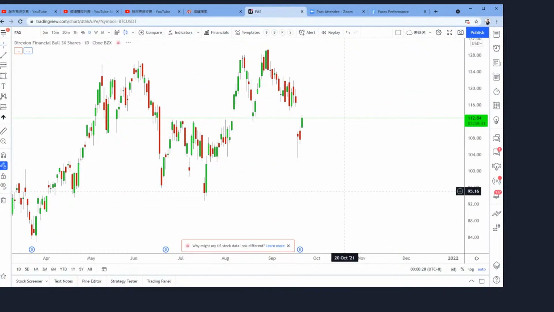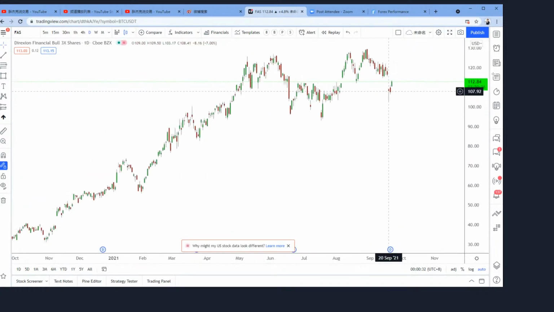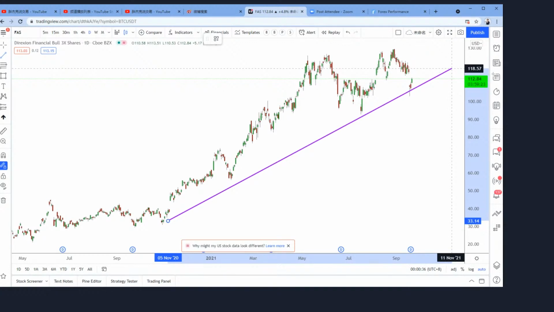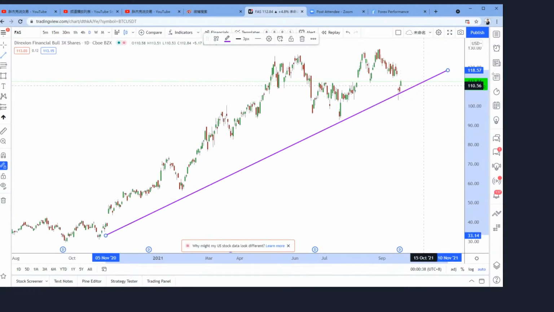FAS, direction financial bull. Wow, that's why I'm not so good. I tell you, you have to be very careful, because leveraged ETFs have high decay. If the price doesn't have a very strong rally, you may just lose money by holding the leveraged ETFs.